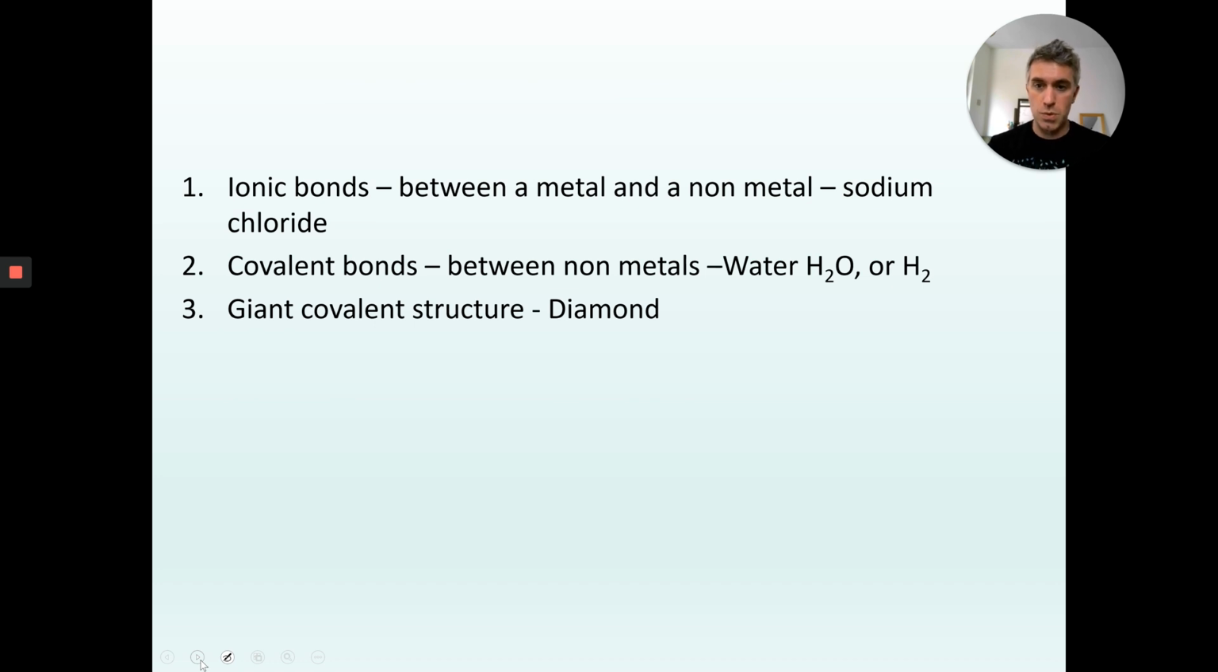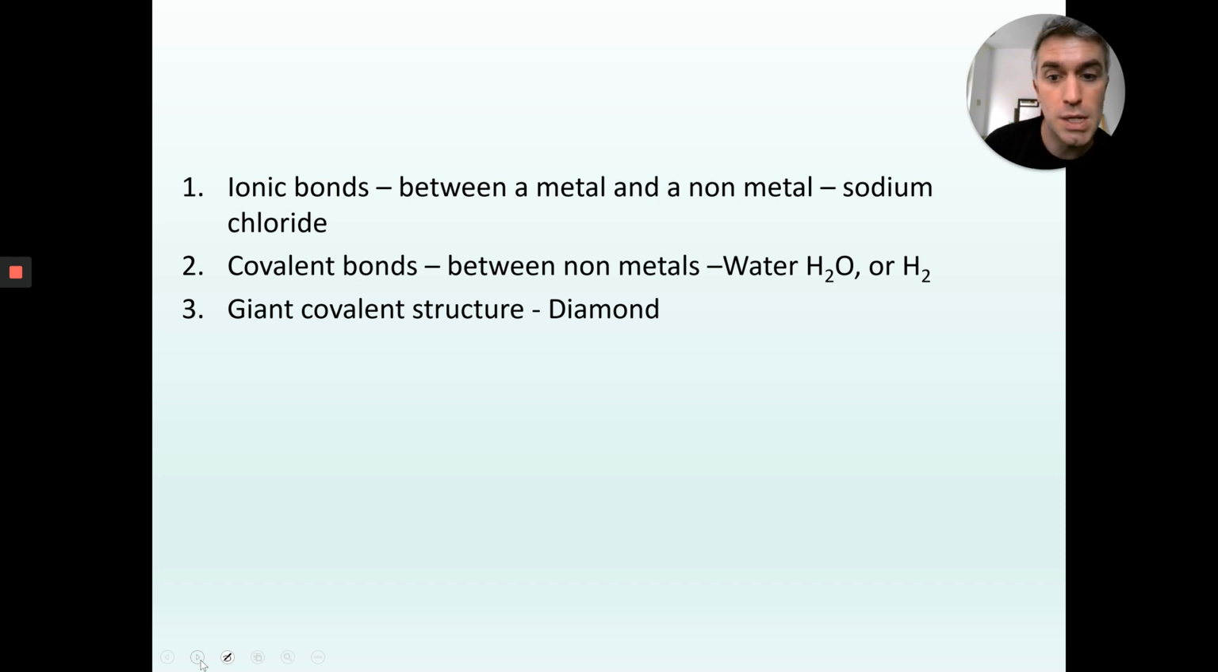Okay, so first one, ionic bonds. Hopefully you wrote that down. An ionic bond is between a metal and a non-metal, and an example would be sodium chloride. Sodium is a metal, group 1, and chlorine is a non-metal in group 7.